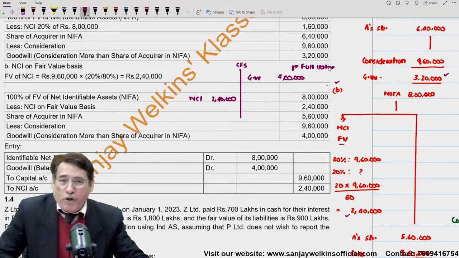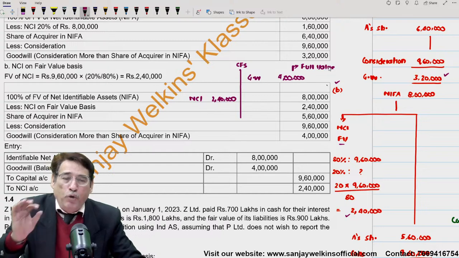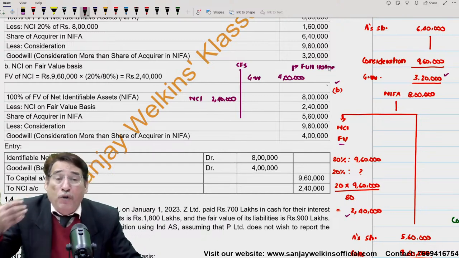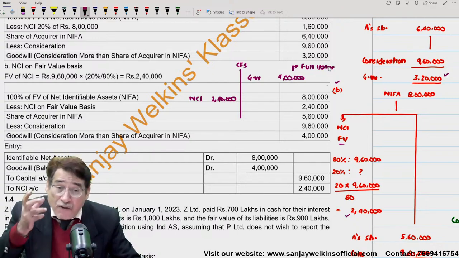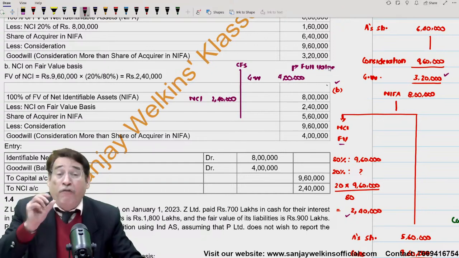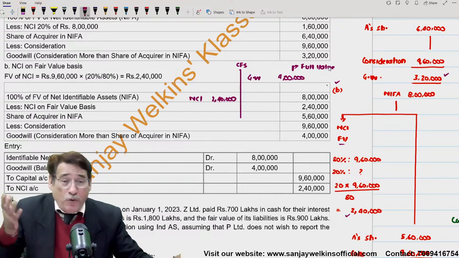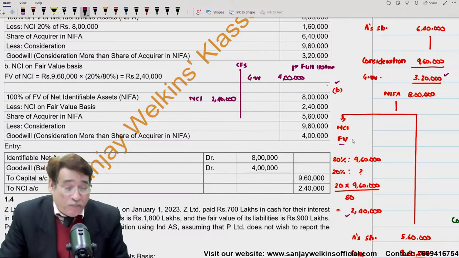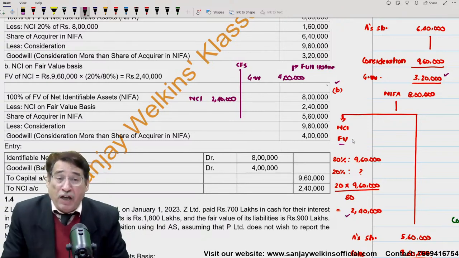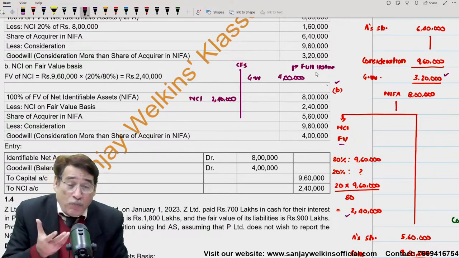Suppose a particular question says to you, compute the amount of goodwill on full cost basis. Immediately it must strike you that in this case you will have to compute the NCI at fair value. Because goodwill you cannot get at full cost unless you compute the NCI at fair value. Is it clear to you or not? So that is why you must be aware of these terms.